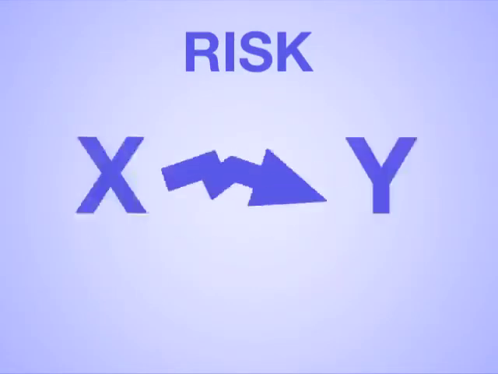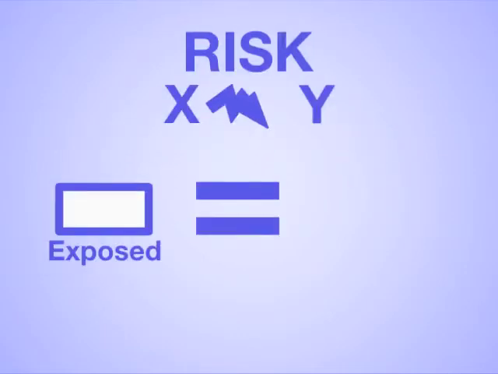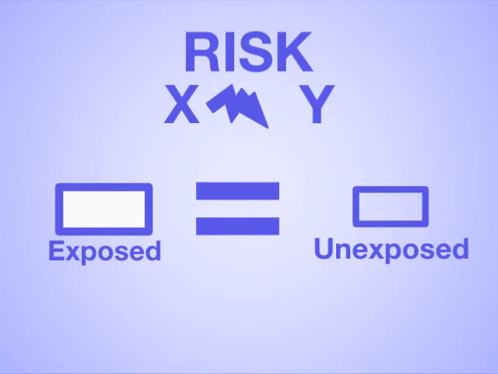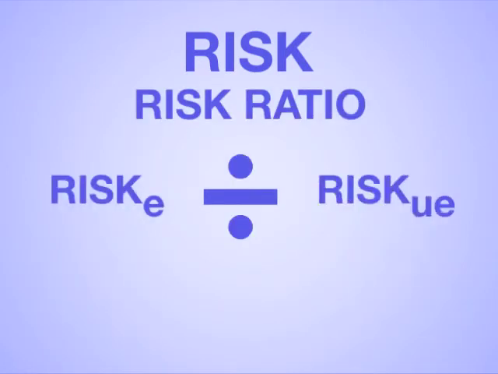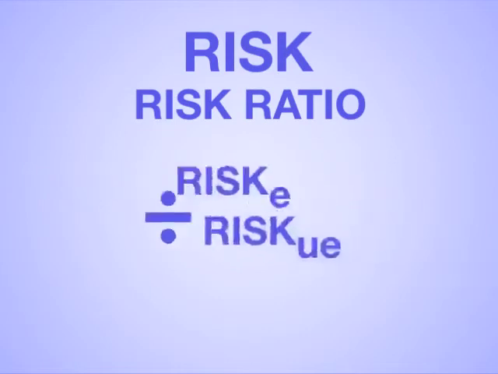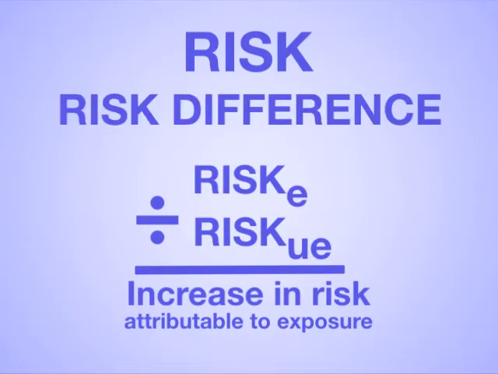If X has no effect on Y, then the risk in the exposed will be the same as the risk in the unexposed. To find the risk ratio, divide the risk in the exposed group by the risk in the unexposed group. The result is the increase in risk of the outcome that is attributable to the exposure. To find the risk difference, subtract the risk in the unexposed group from the risk in the exposed group. The risk difference is often used to quantify the effect on a population level.